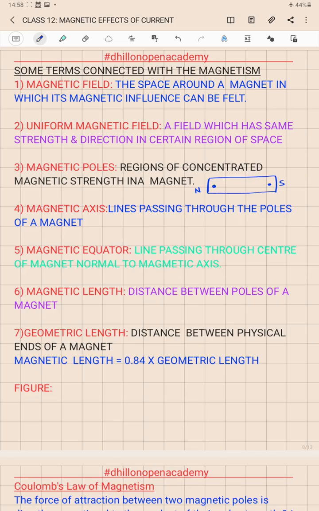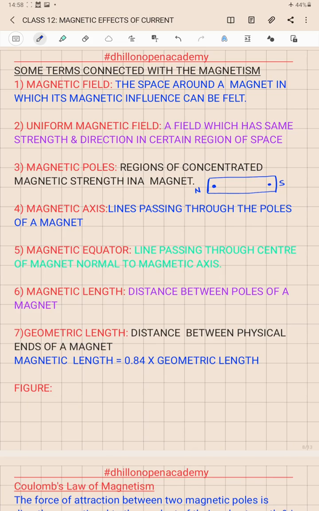Next is magnetic axis: a line which is passing through the two poles of a bar magnet is called the magnetic axis. Magnetic equator: if we draw a line which is perpendicular to the magnetic axis from the center of the magnet, we call that the magnetic equator.